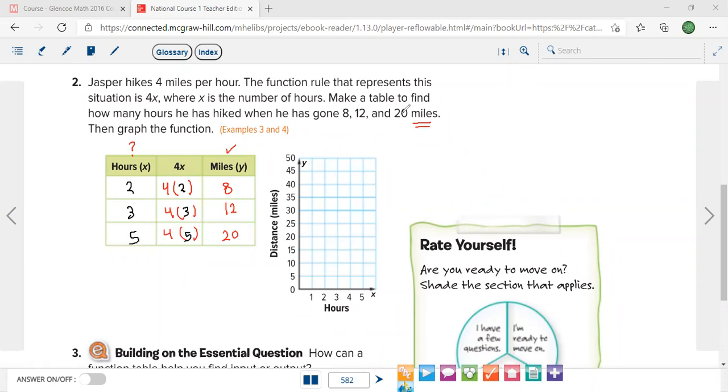Now let's plot, because you know that this is an ordered pair, x and y. So this is 2 and 8, 3 and 12, 5 and 20. From 2 up to 8, 8 will be nearly here. 3 up to 12, 12 is nearly here. 5 up to 20, 20 is exactly here.